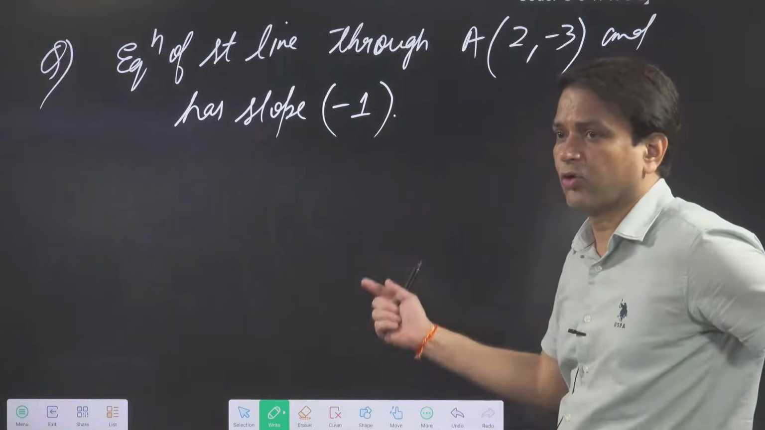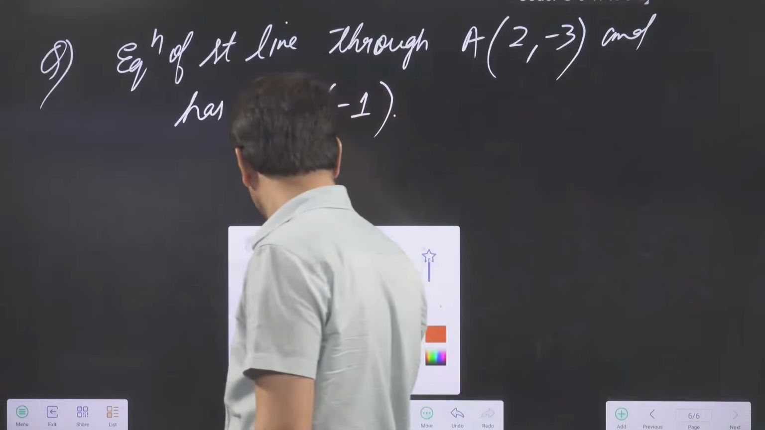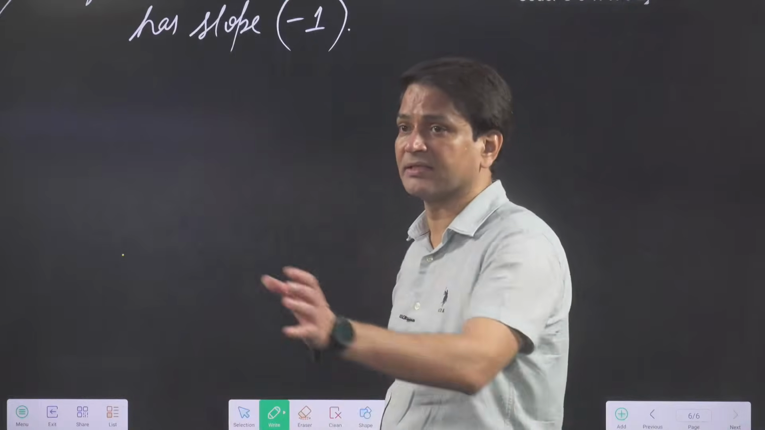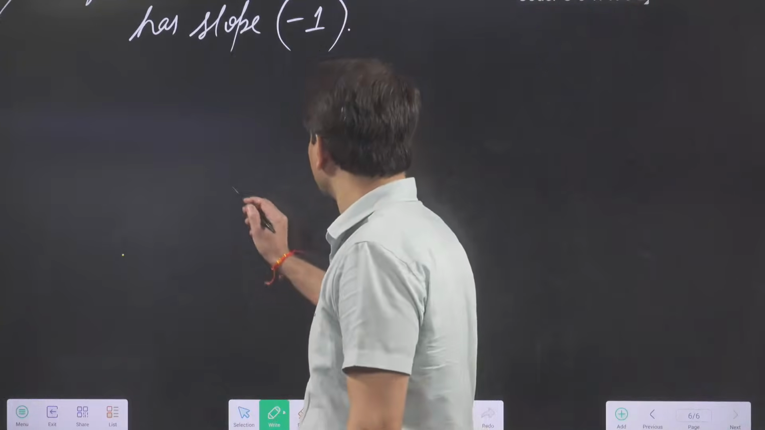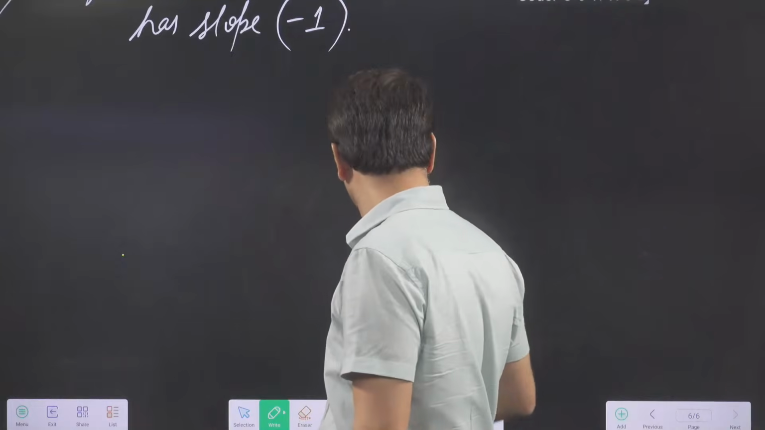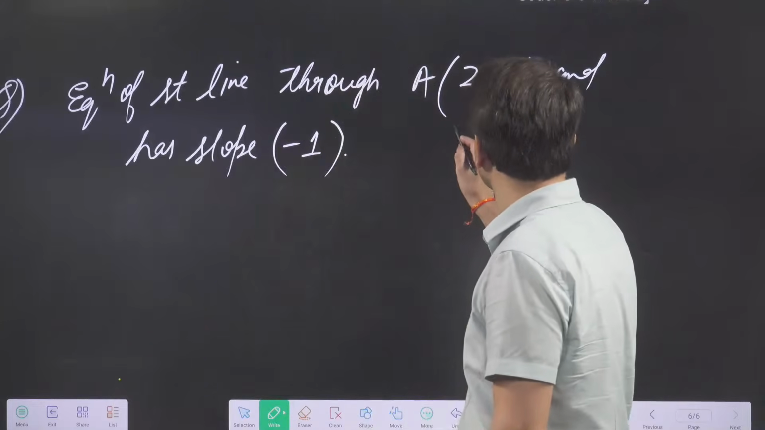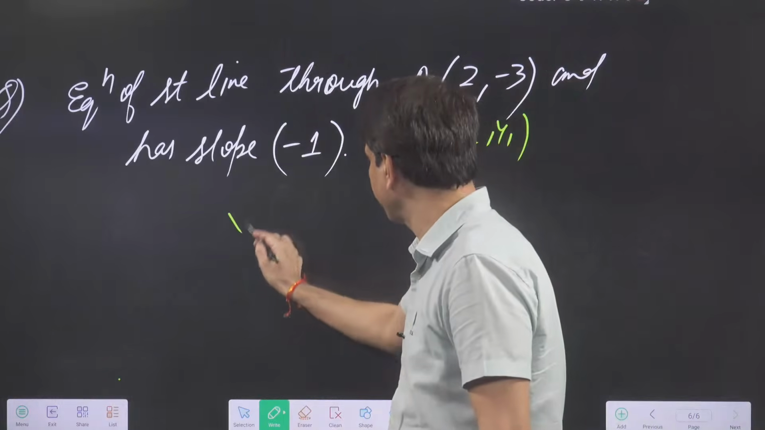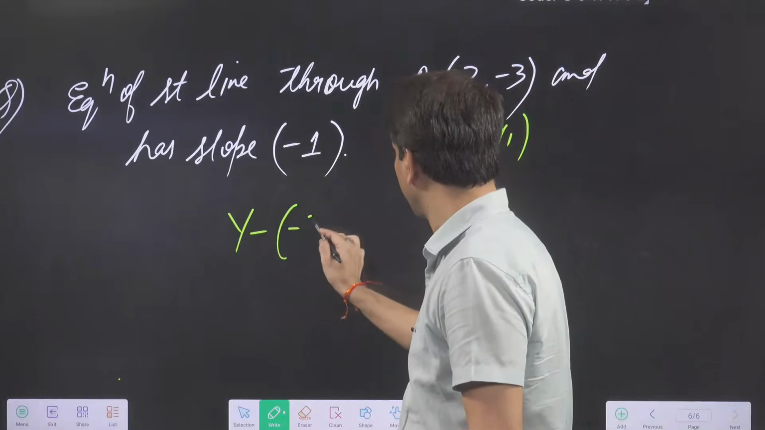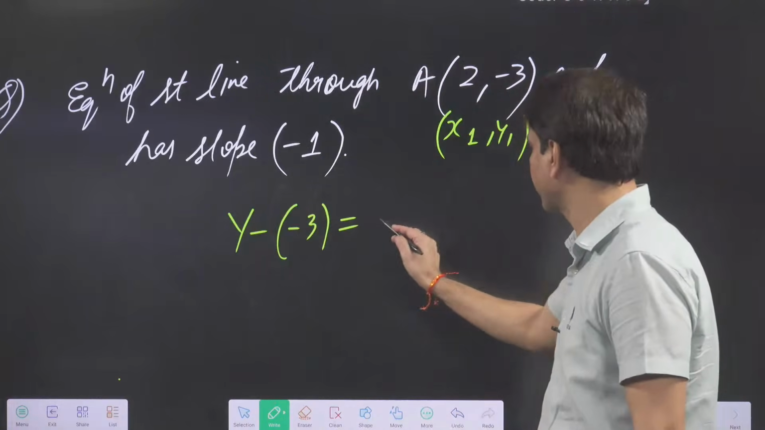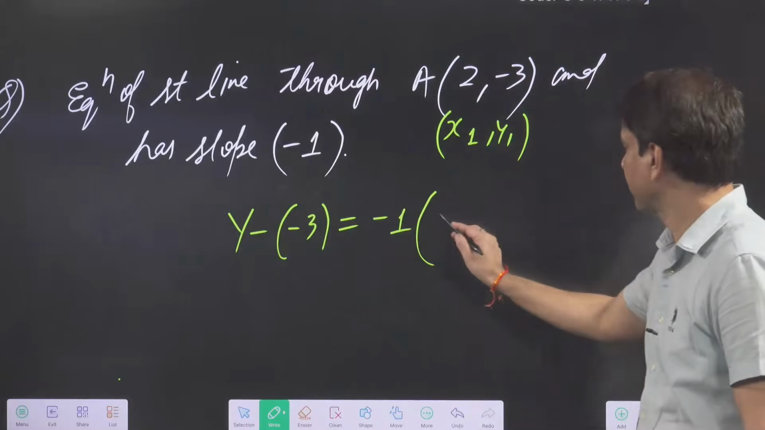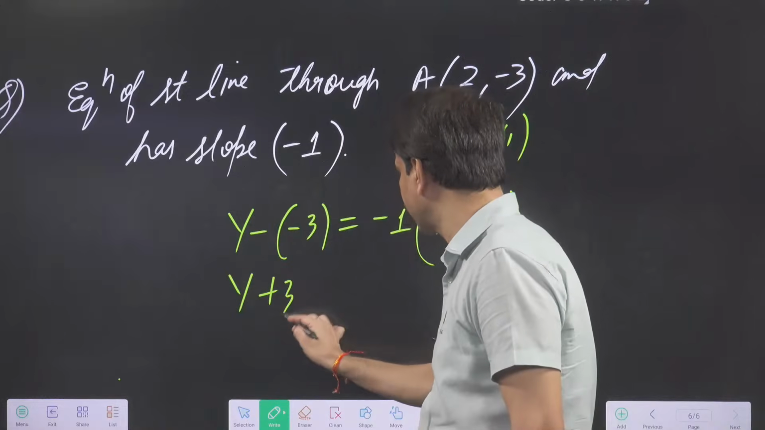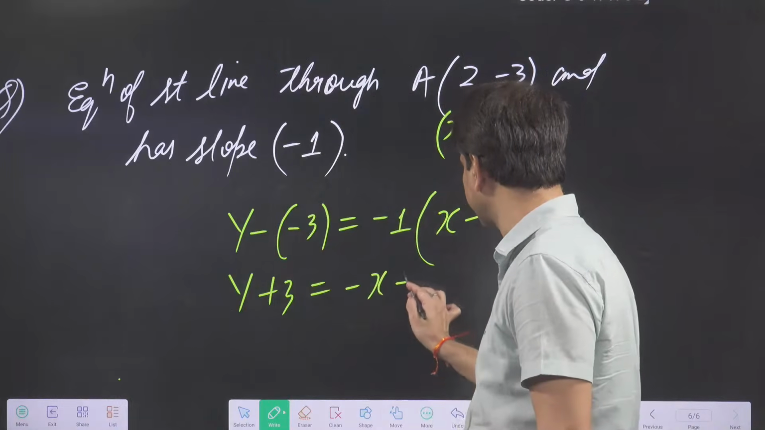So first, who will say what is the equation of line? Then we will use the formula, passing through x1, y1 and has a slope m. So what is the point I gave? I can take this as x1 comma y1. Then what is the formula? Y minus y1, what is the y1? Minus 3. Y minus y1 is equal to m, what is the m? Minus 1, x minus x1. What is the x1? 2. Okay. Then y plus 3 is equal to, open the bracket, minus x plus 2.